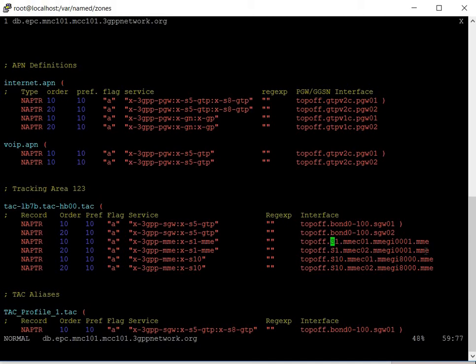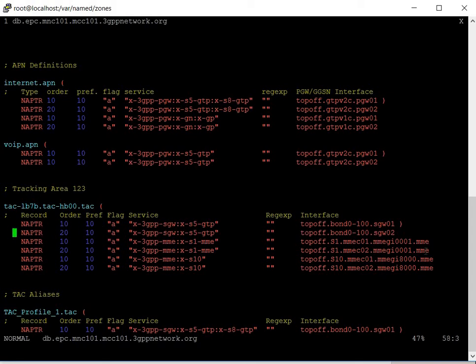So there are entirely different ways you can write this, but just know that everything after MMEC1, again to the left, refers to an interface. And so same deal here, SGW01, well, everything to the left of it, this bond0-100, that's an interface on the node which is called SGW01. And again, because there's no dot, it's assumed that it ends with .EPC, .MNC101, .MCC101, and so forth. So that's what this tracking area number is doing.